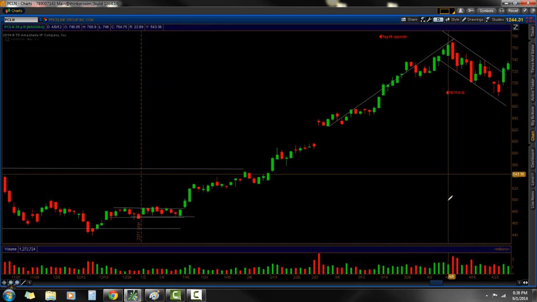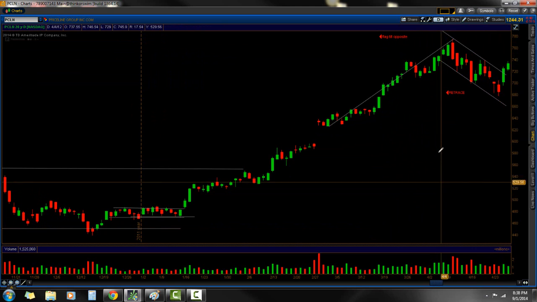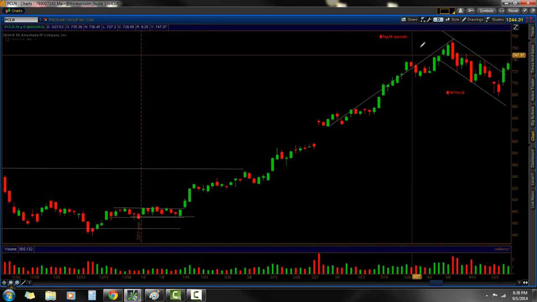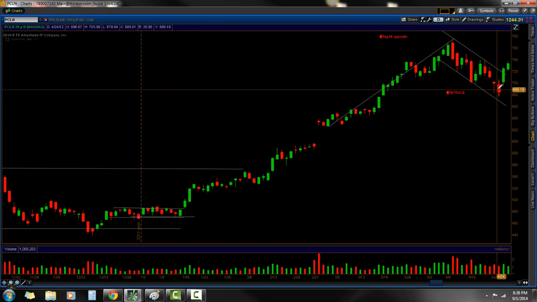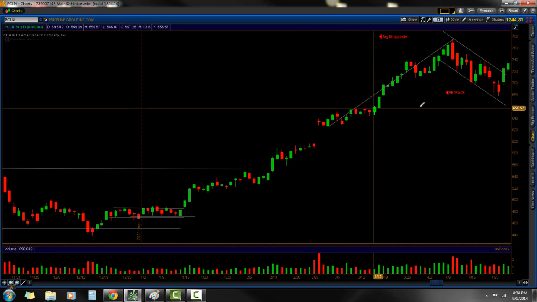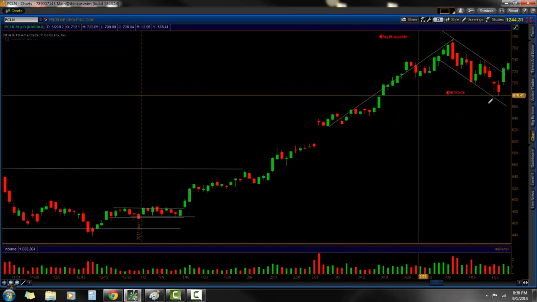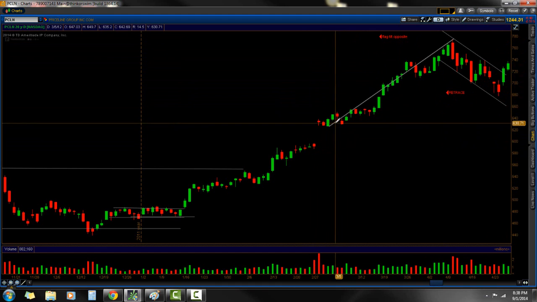Alright, you can put your lines anywhere you want. So it'd be something like that. And that's a flag. And the trader spotted it, and then the trader would trade that pattern. So you would have missed out on that had you not known what that pattern looks like.